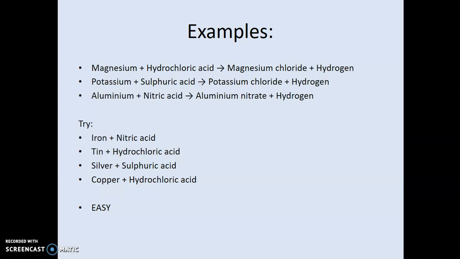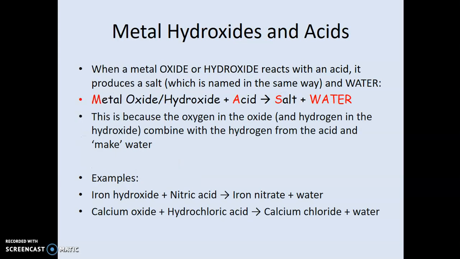So when it's just a metal on its own with an acid, it always produces hydrogen, and the name of the salt is the name of the metal plus the name of the ions in the acid. So if it's nitric acid, it will produce a nitrate salt. Hydrochloric acid, it will produce a chloride salt. Sulfuric acid, it will produce a sulfate salt. Dead easy.